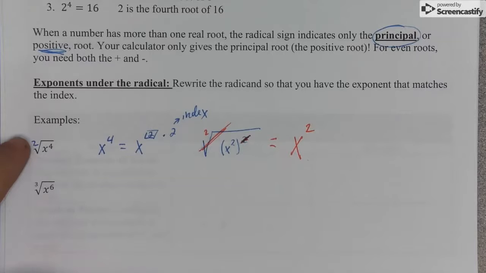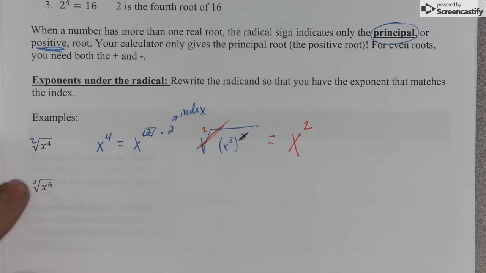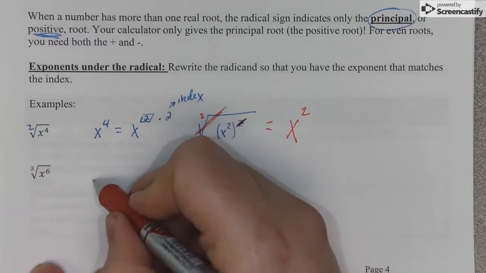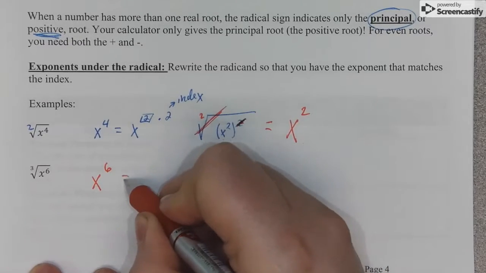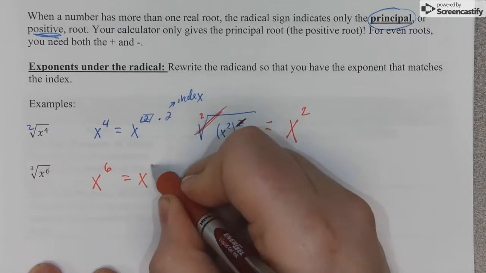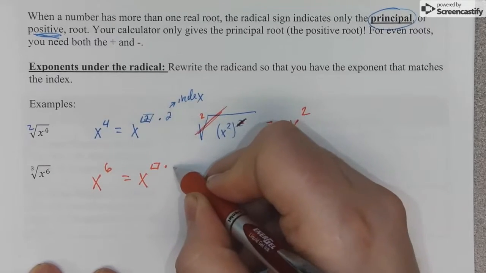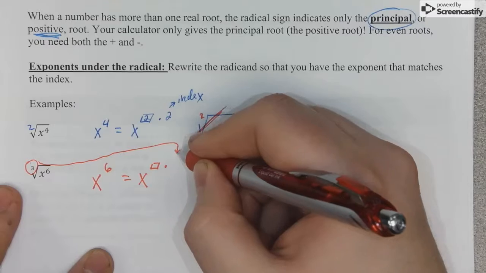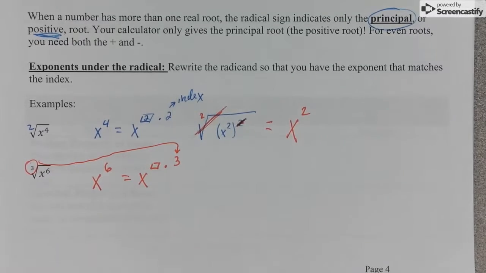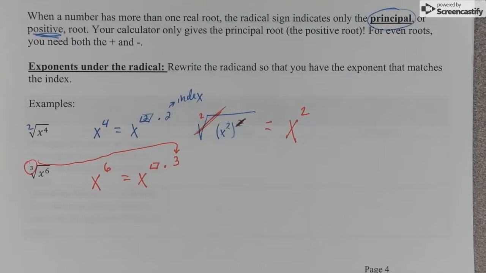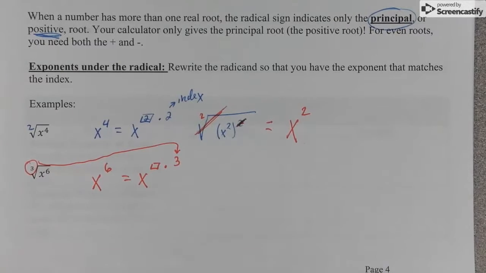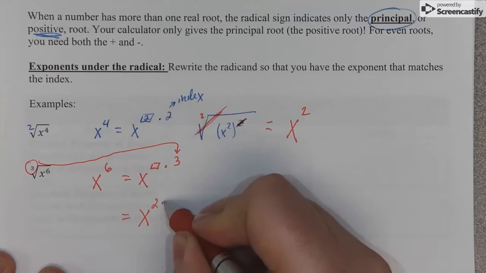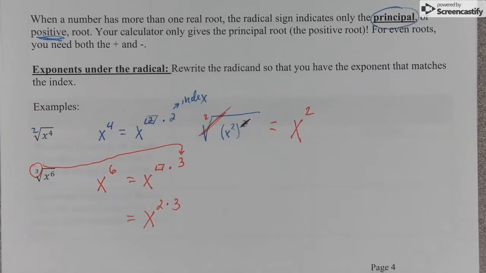Let's look at one that isn't a square root. Let's look at a cube root. So the cube root of x to the 6. We could do the same game. X to the 6 equals x to some number times the index. Well, what's our index? It's 3. So it's some number times 3. So what times 3 gives me 6? In this case, this is going to be x to the 2 times 3, because 2 times 3 is 6.